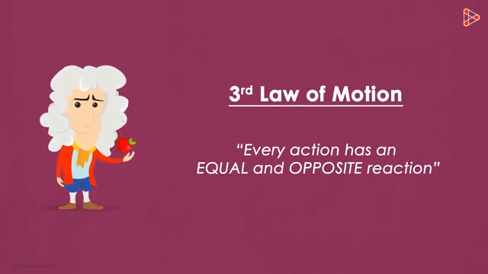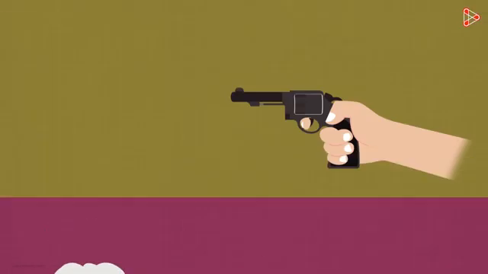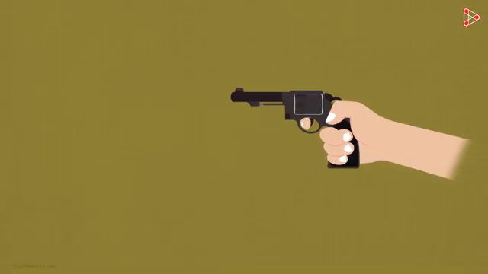We take one last example to understand something very interesting about the third law. What happens when a gun is fired? You're right, it exerts a forward force on the bullet. And the bullet exerts an equal and opposite reaction force on the gun. And this shows in the recoil of the gun. A perfect example of Newton's third law.